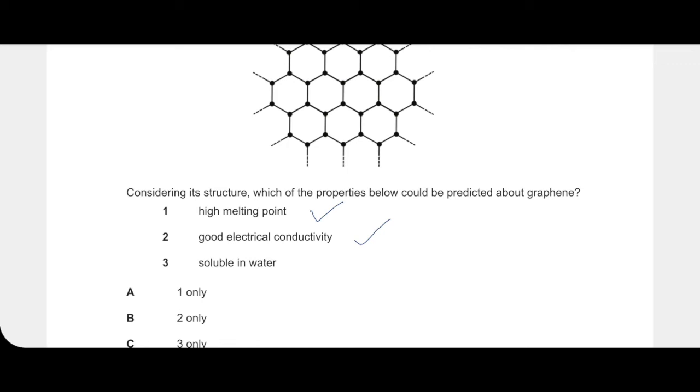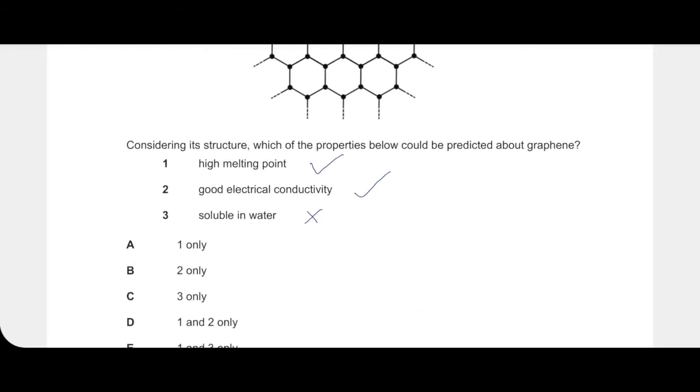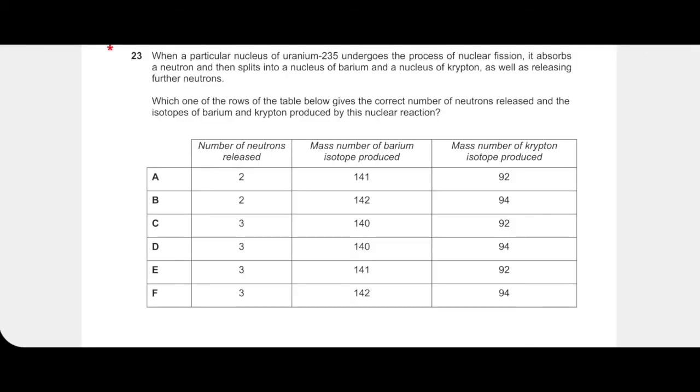3, soluble in water. That's wrong. Giant covalent structures are not soluble in water. So therefore, the answer to this question is D, and that is question number 22 completed. Question number 23.